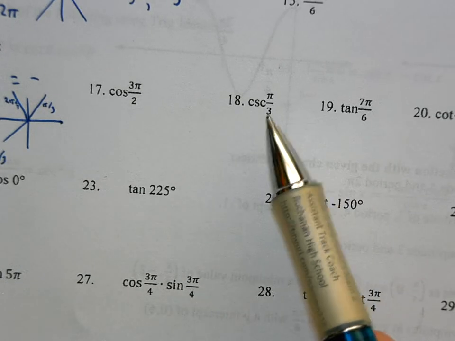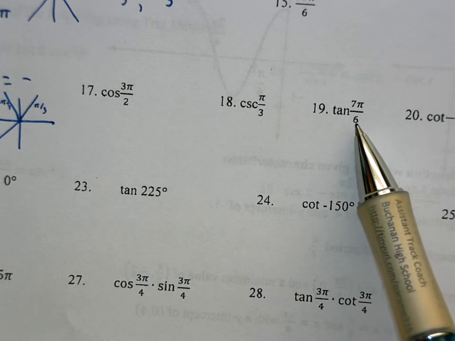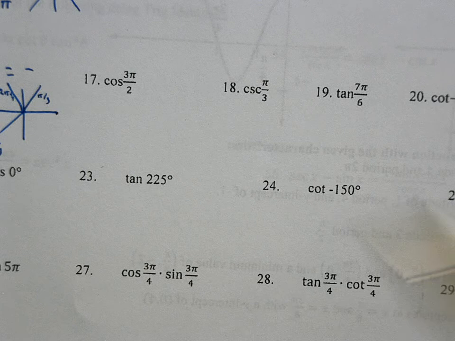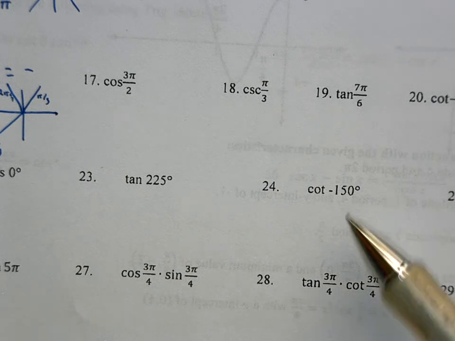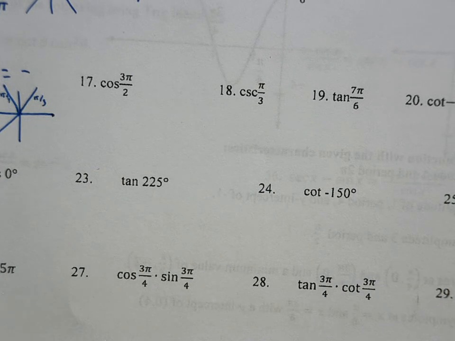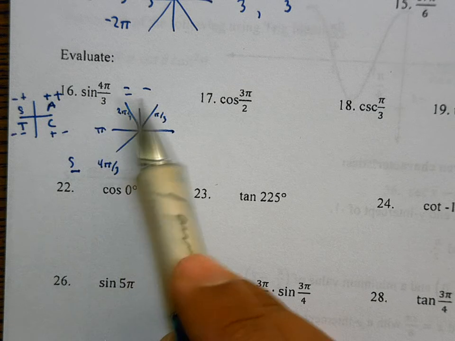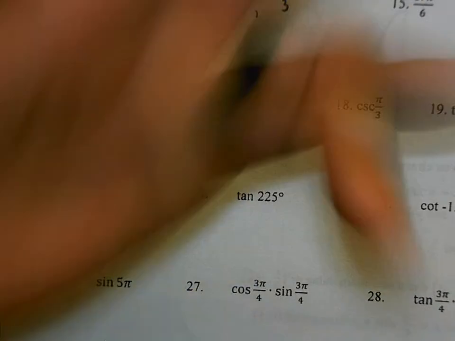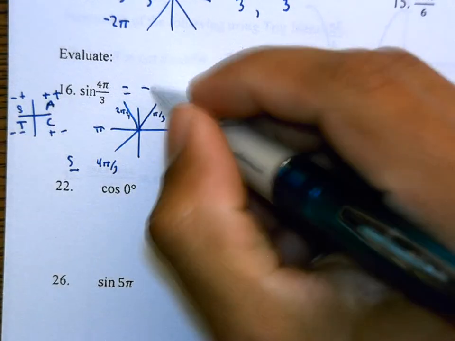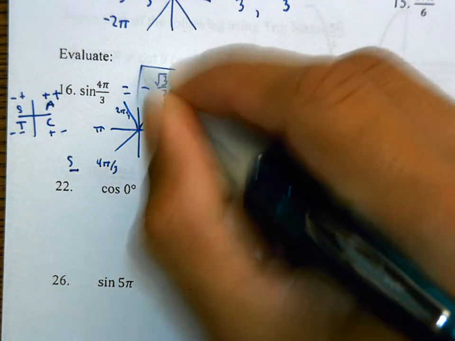Sometimes you're in quadrant 1. Sometimes you're in quadrant 3, and so on. Once you know that you're in quadrant 3, now you know it's negative. Sine of 4 pi over 3 is root 3 over 2. How do I know that?